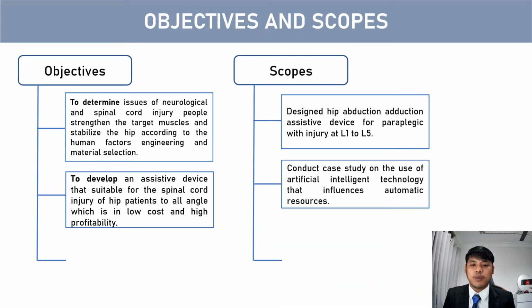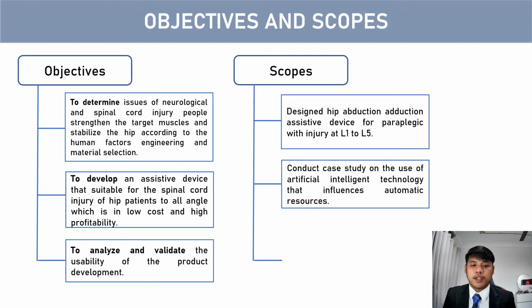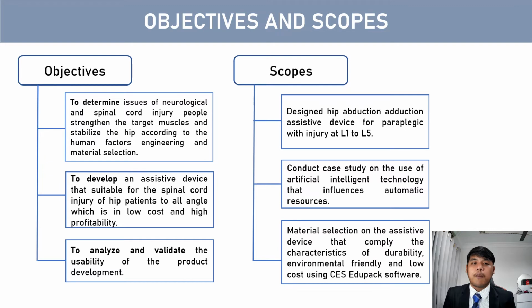The second scope, conduct case study on the use of artificial intelligence technology that influence automatic resources. The third objective, to analyze and validate the usability of the product development. The last scope is material selection on the assistive device that comply the characteristic of durability, environmental friendly and low cost using CES EduPack software.